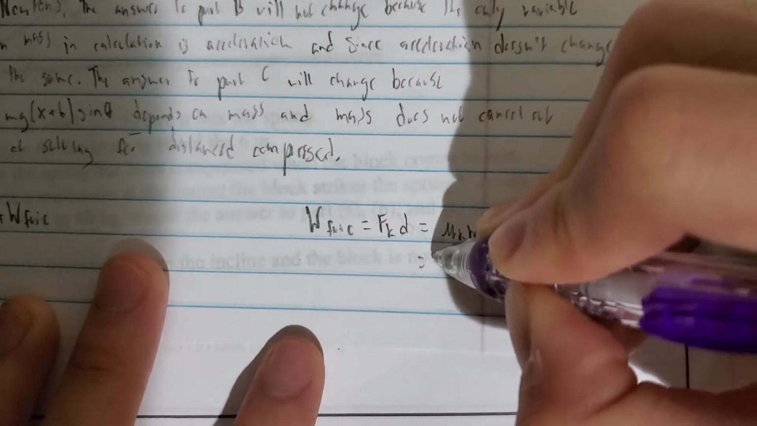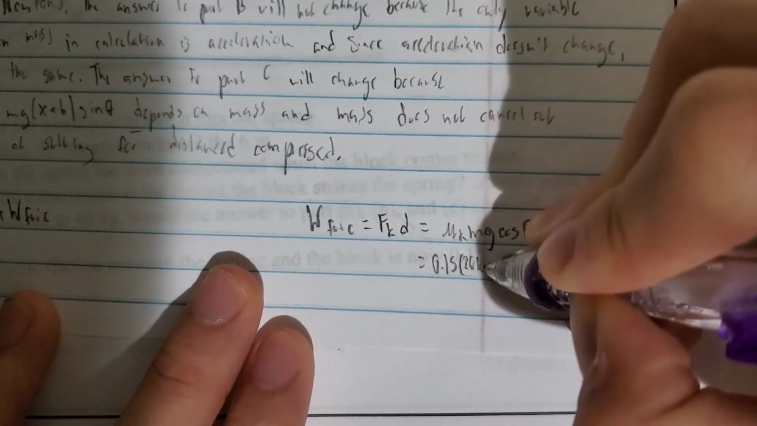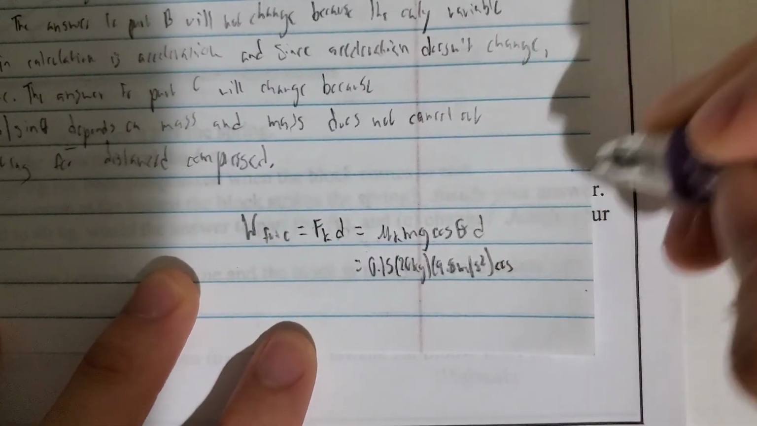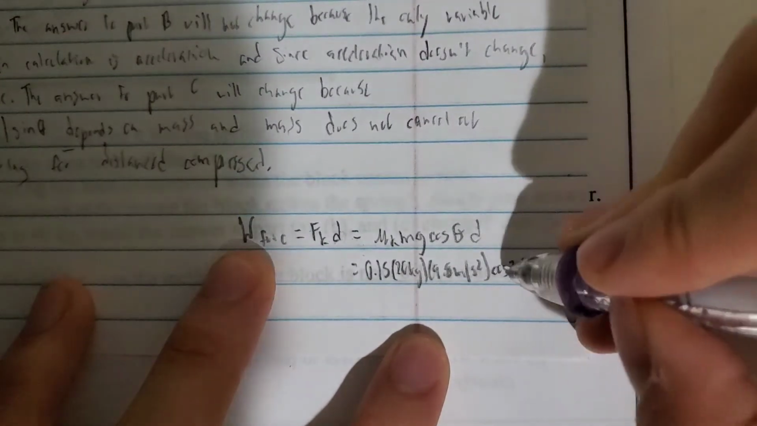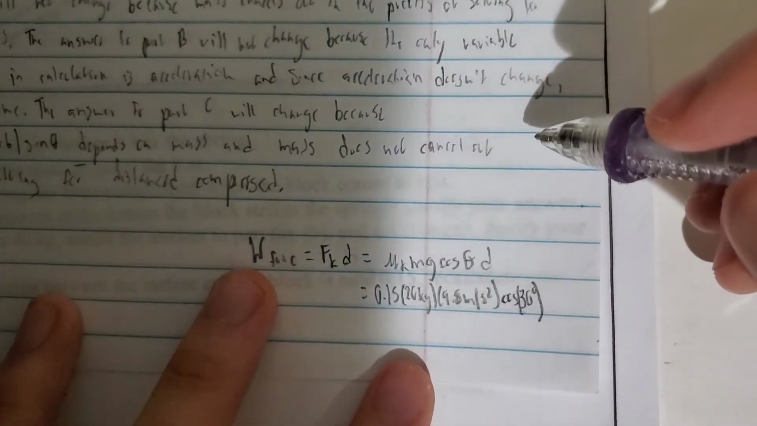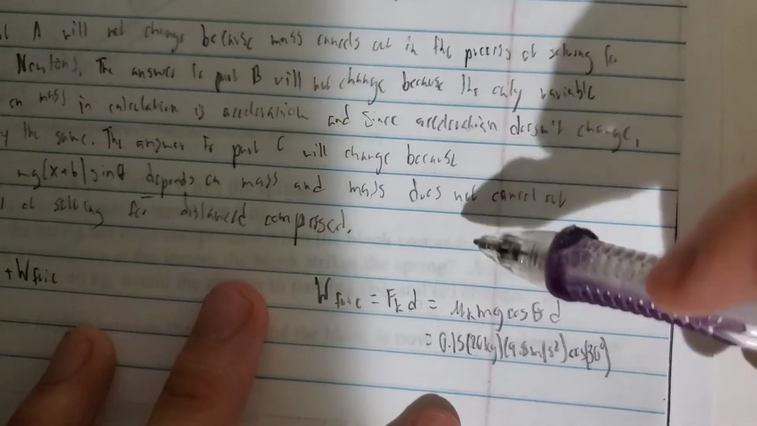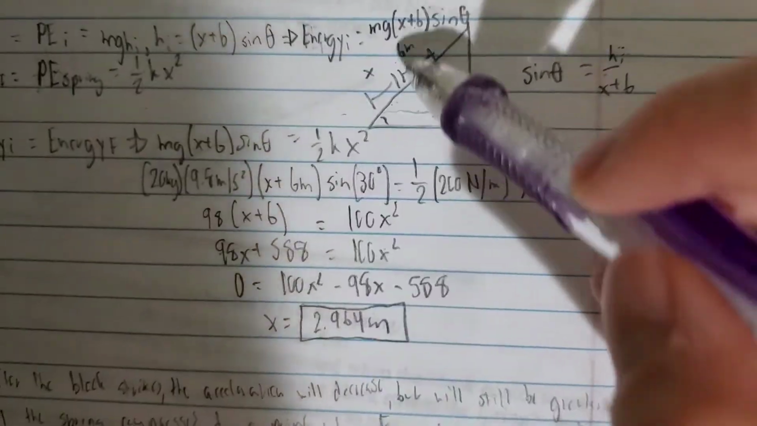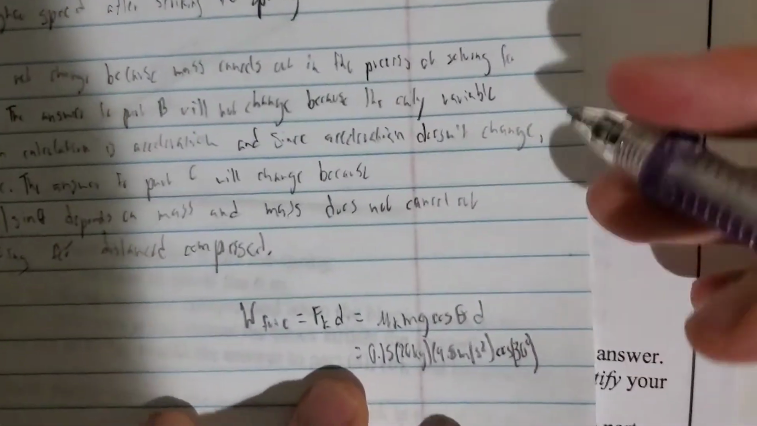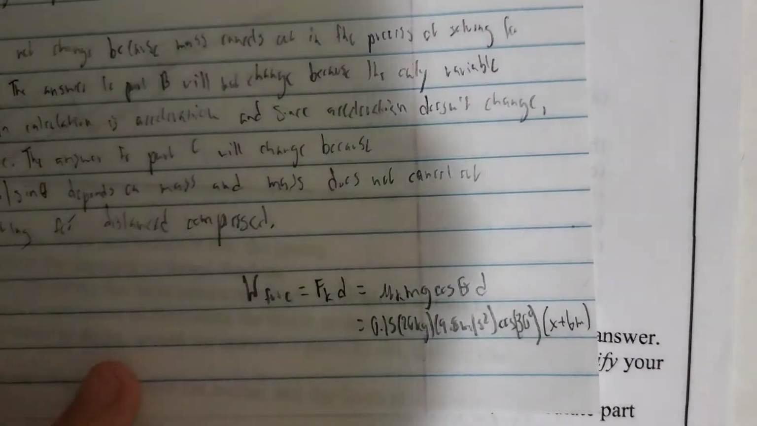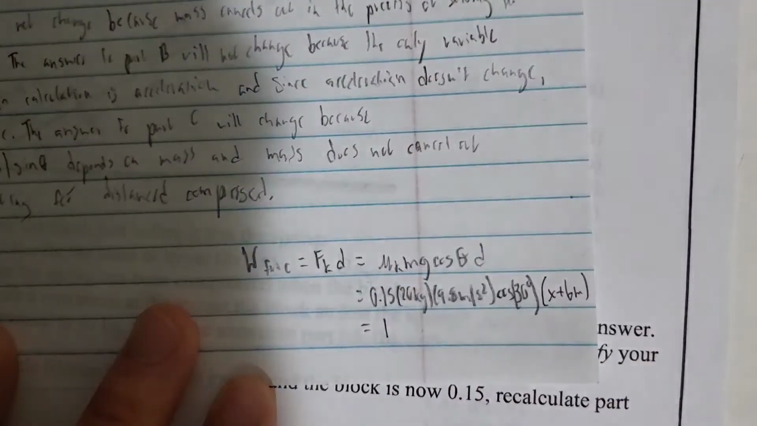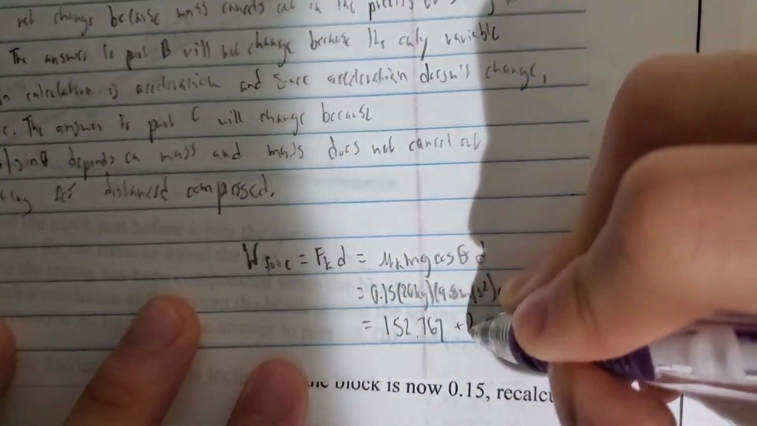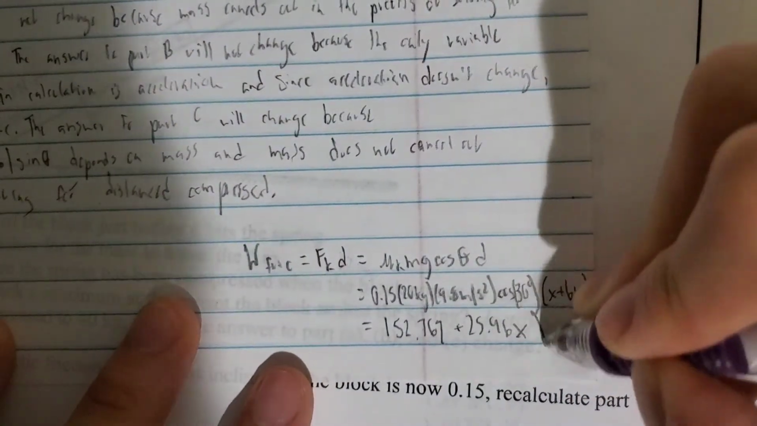So mu k is given to be 0.15, mass is 20 kilograms, g is 9.8 meters per second squared, cosine of 30 degrees, and the distance that friction is gonna do work over is x plus 6, because there is friction from here to here. So that is our distance, x plus 6 meters. Simplifying this, we're gonna get 152.767 plus 25.46x, and this is in terms of joules.